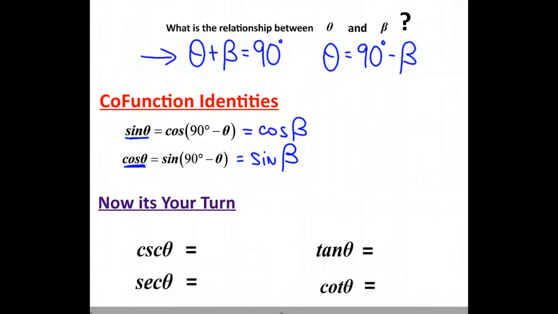Now, again, it's your turn. I'd like you to think about the idea of cofunctions, remembering that we know that theta plus beta equals 90. What are the cofunction identities related to cosecant, secant, tangent, and cotangent? And remember, you have a worksheet that you should have out with you while you're watching the screencast. You want to be filling in the identities themselves. And you also want to be writing yourself some notes, some diagrams, some words, some sentences, some kind of explanation as to why these identities are what they are.